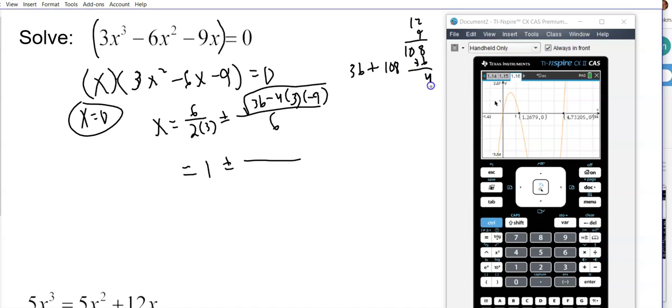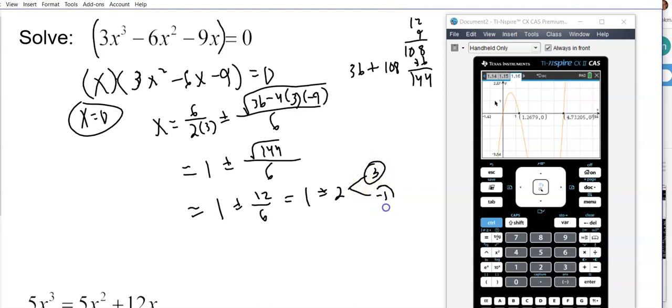So that's 144. So we get square root of 144. That's nice. Over 6. Well, square root of 144 is 12. So 12 over 6. So we get 1 plus or minus 12 over 6, which is 2. That's really two different answers. 1 plus 2 is 3. 1 minus 2 is negative 1.